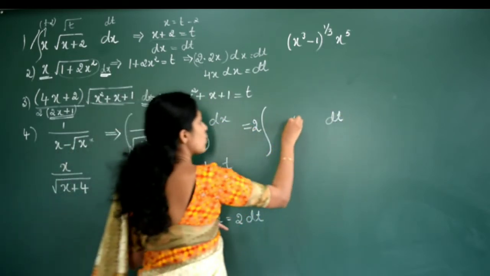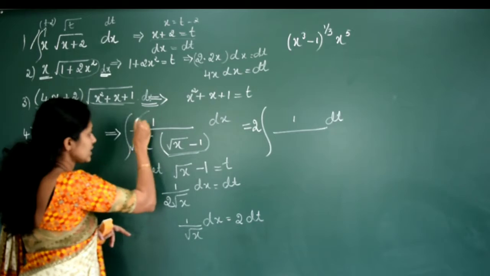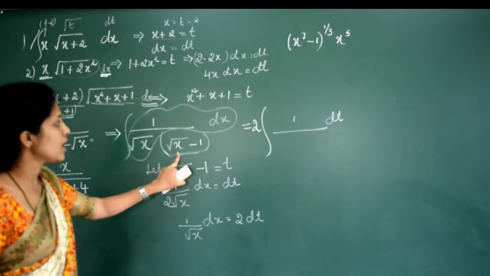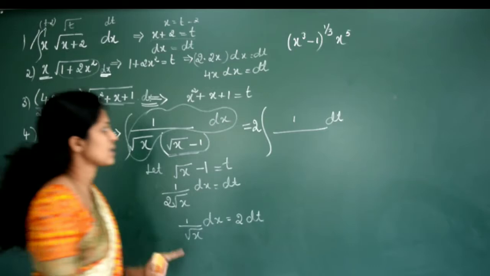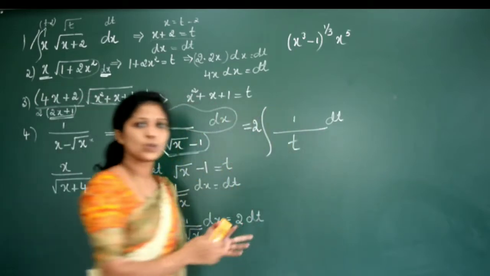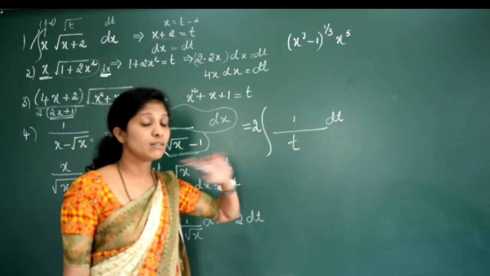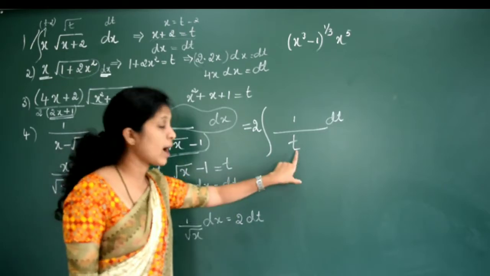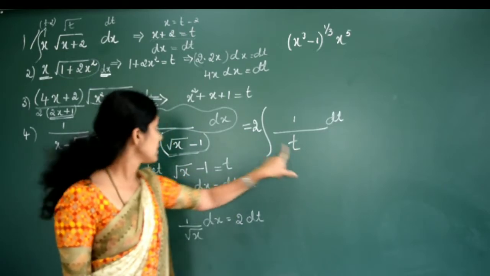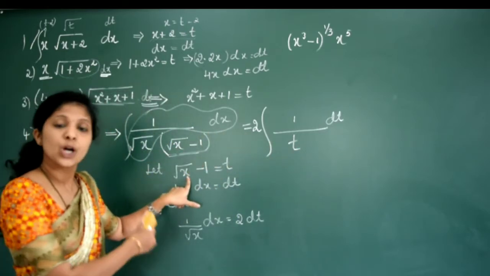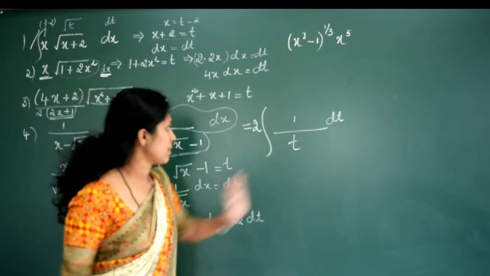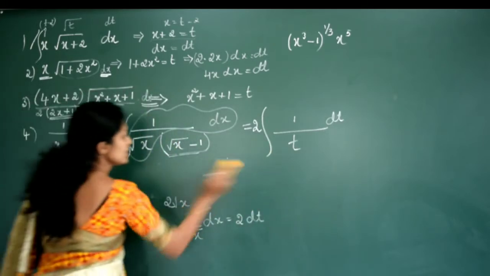This implies integration of 1 by root x into dx will be equal to 2, which is constant, I write here 2 into dt. We have done with 1 by root x into dx, right? What is remaining? Root x minus 1, we had given the substitution as t. So you know the integration of 1 by t. Then finally you have to write plus c. Along with that you have to substitute the value of t. What substitution is there here? Root x minus 1. So you need to write that substitution. Okay, remember this here.